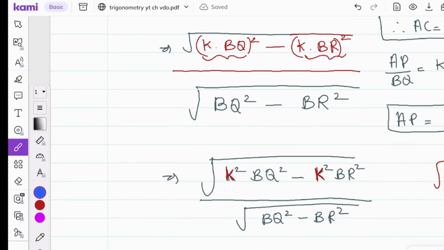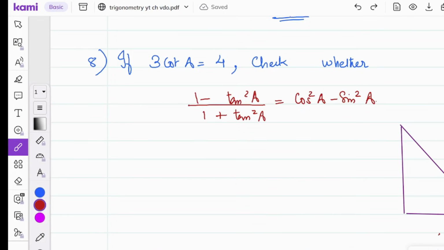Now, let's do question number 8. Question number 8 says that 3 cot A equal to 4. Check whether 1 minus tan square A divided by 1 plus tan square A equal to cos square A minus sin square A or not. This one we have to check.